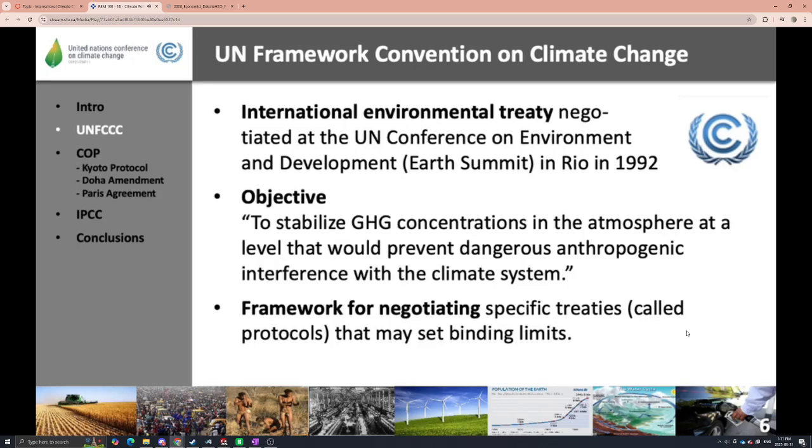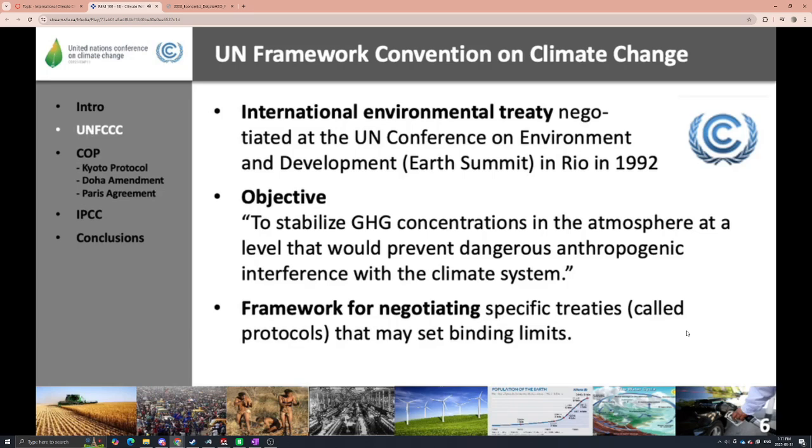It's interesting to know that at the time when the Framework Convention was negotiated, there was no agreement on what "prevent dangerous anthropogenic interference" actually means. So it's important to realize that the Framework Convention itself does not set binding limits for greenhouse gas emissions, nor does it have any enforcement mechanisms. It simply defines the rules for how specific treaties with binding limits can be negotiated. These treaties are called protocols.